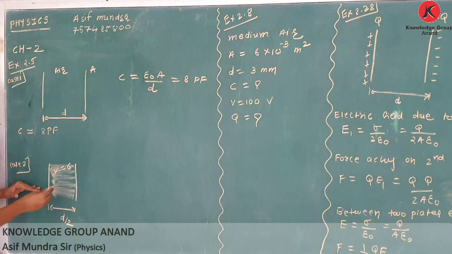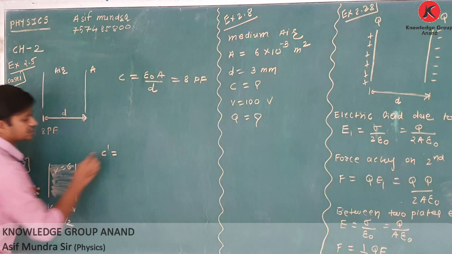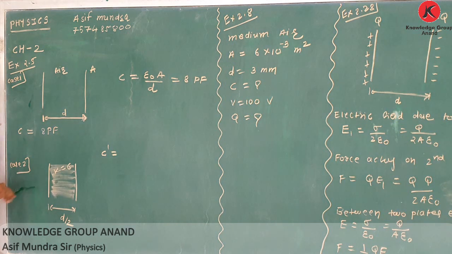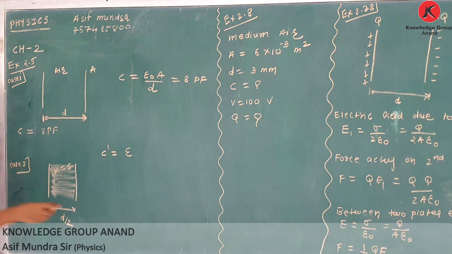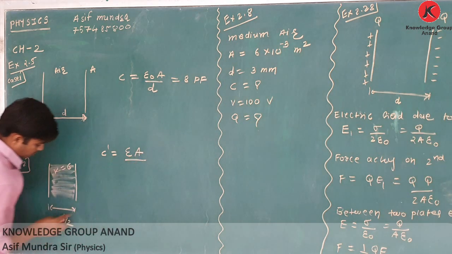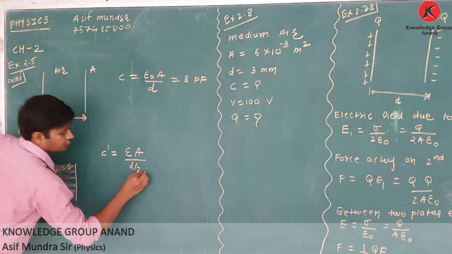Now in the second case, what is the capacitance? C dash is equal to... there is no air or vacuum. Here you are given another dielectric medium, so you have to write epsilon. The cross-sectional area remains the same, it is A, but what is the distance? Half. It is D by 2.